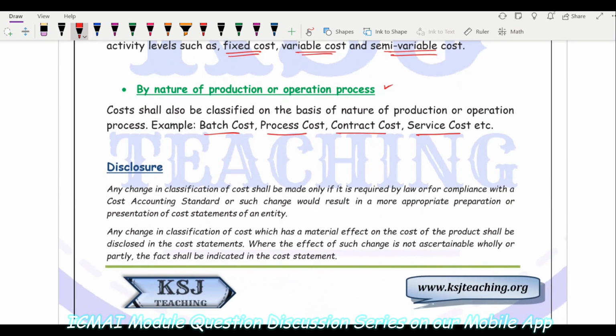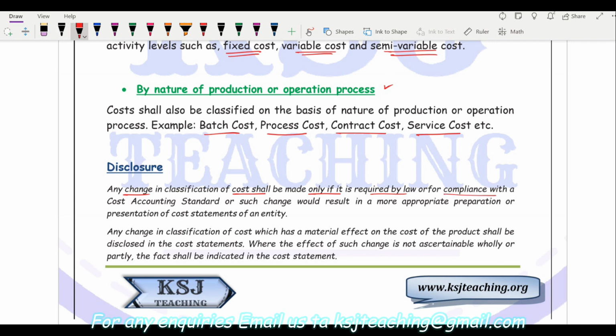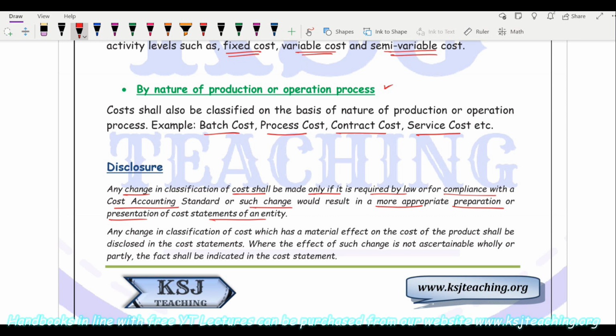So disclosure: whenever there is a change in it, we have to disclose it. Any change in the classification of cost shall be made only if it is required by the law or for the compliance with the cost accounting standard, or such change would result in more appropriate preparation or presentation of cost statement. So if you feel that the change in the classification is quite relevant for any of the people around, or it is relevant from the viewpoint of presentation in the cost statement, then you must disclose it, that this is the classification that we are following.